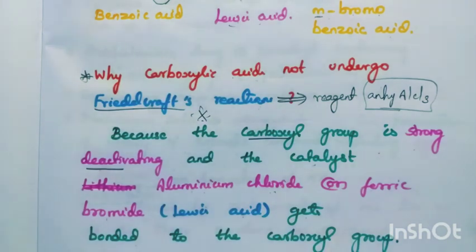Up to this, we completed carboxylic acids, that is unit 12: aldehydes, ketones and carboxylic acids.